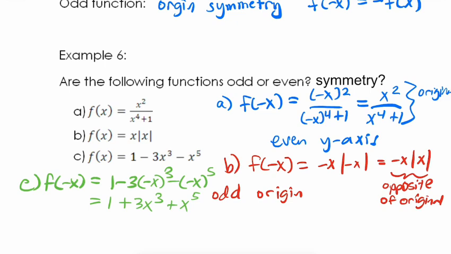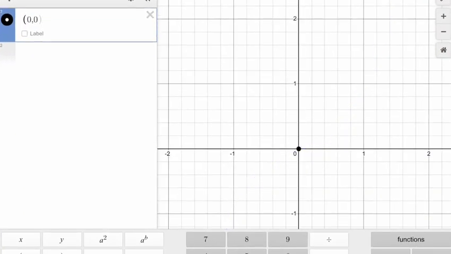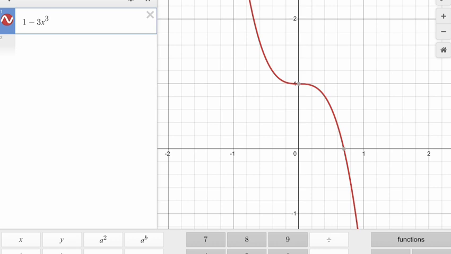So if we were to throw that into Desmos, you guys are going to have to tell me what that equation was. It was 1 minus 3x cubed. Thank you. Minus x to the 5th. And you can see we can't fold it across the y-axis. It isn't even going through the origin, so how's it going to have origin symmetry? You can't turn it at the origin. This actually has symmetry across the point y equals 1. That 1 screwed it up. So that's what happened there.